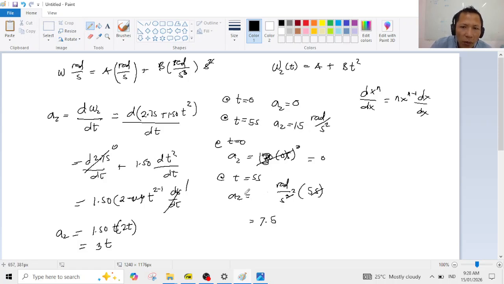So, 3 times 5, that would be 15 meters, sorry, radians per second squared. That is your alpha z. That is the second answer.